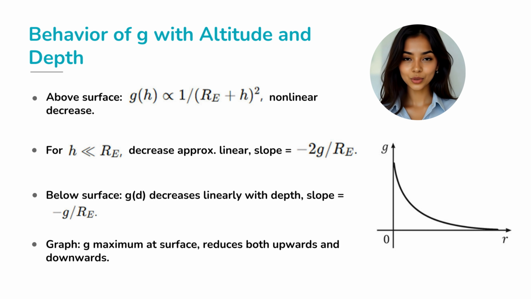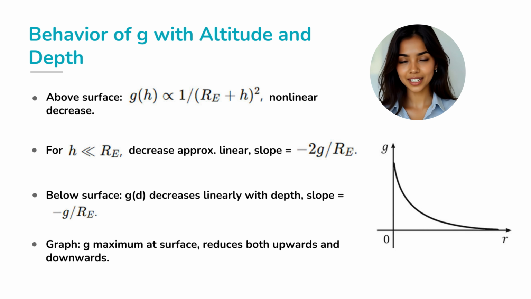Let's now put the two cases side by side. Above the surface, g decreases with the inverse square of distance, 1 over (R plus h) squared. That's a curved drop. For very small h, it looks almost linear with slope minus 2g divided by R. Below the surface, g decreases exactly linearly with slope minus g divided by R.